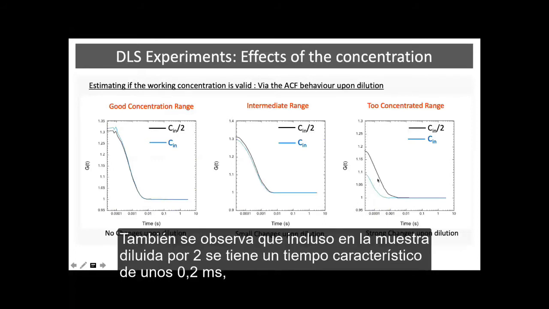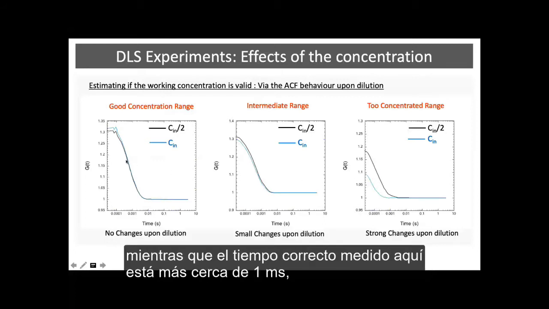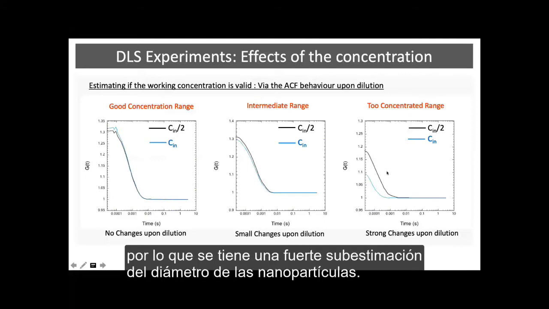And you see also that even in the diluted configuration here, you have a characteristic time, which is about 0.2 milliseconds, whereas the correct one, which is measured here on the same sample, is more around 1 millisecond. So you see that you do have an underestimation of the diameter of your nanoparticles.